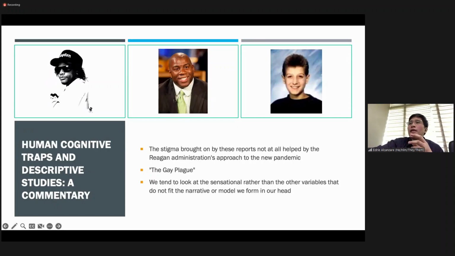Because these three people, they were celebrities or became celebrities in their own right because of the HIV pandemic. So Eazy-E and Magic Johnson are both heterosexual men. Ryan White was a minor who had hemophilia and needed regular blood transfusions and contracted HIV through a blood transfusion. Okay.